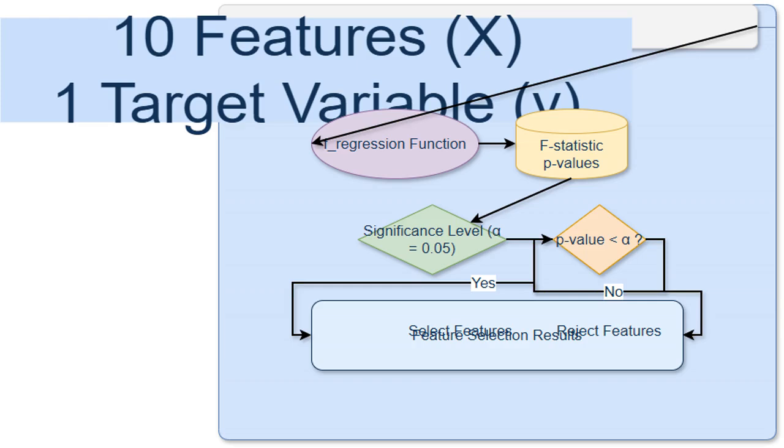The X represents my 10 features and Y is my target variable. The p-value tells me the probability of seeing results like these if there's actually no relationship between the feature and the target variable. A low p-value below my significance level suggests a real relationship.